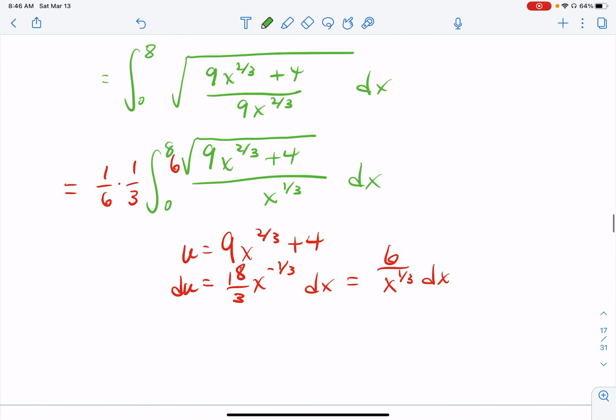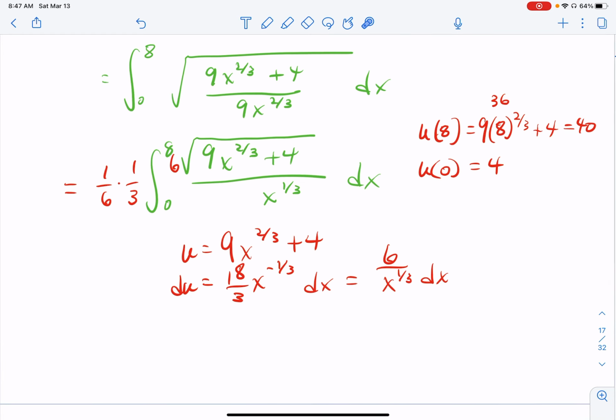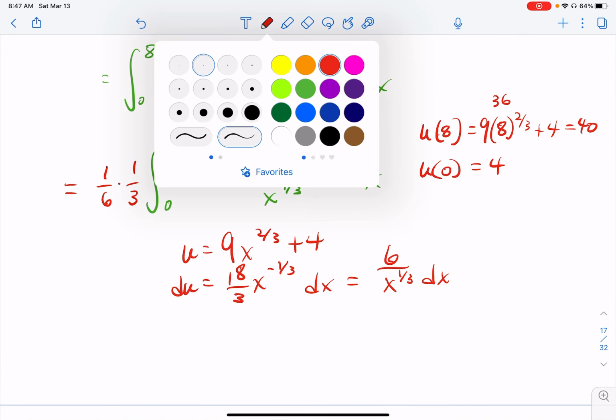Oh, no, we're not, because I still need to redo our limits of integration. So u of 8 should be equal to 9 times 8 to the 2/3 plus 4. Take the cube root of 8, that is 2, and 2 to the second power is 4. That's 36 plus 4, which is 40. And u of 0 is just going to be 4, because the x term goes to 0. Now I think we need another page. These are all two-page problems. Hope you've got room in your notebook.